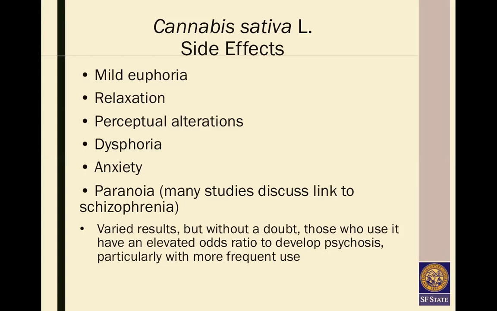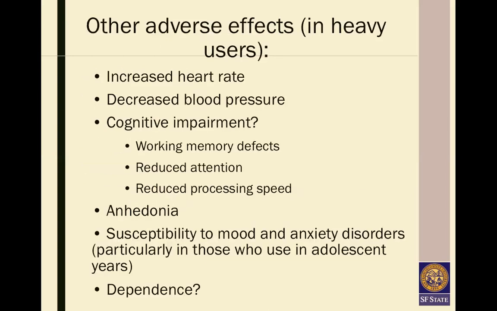Now, you really can't overdose on sativa. Like you can take a lot of sativa, but it won't kill you per se. You may have more of the side effects that they may describe here, but it's not going to stop your breathing or stop your heart. Other side effects that we've seen in heavy users are increased heart rate, decreased blood pressure. You may have some cognitive impairment or memory defects.